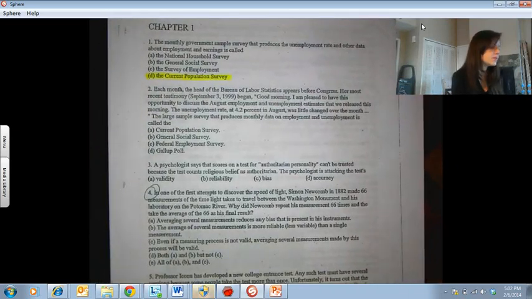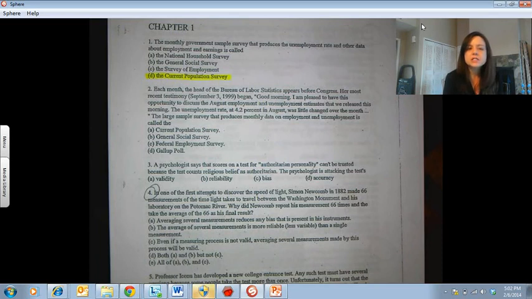All right, question 1: the monthly government sample survey that produces the unemployment rate and other data about employment and earnings is called the current population survey. The current population survey is probably going to be your answer for anything that's talking about employment data in the United States.